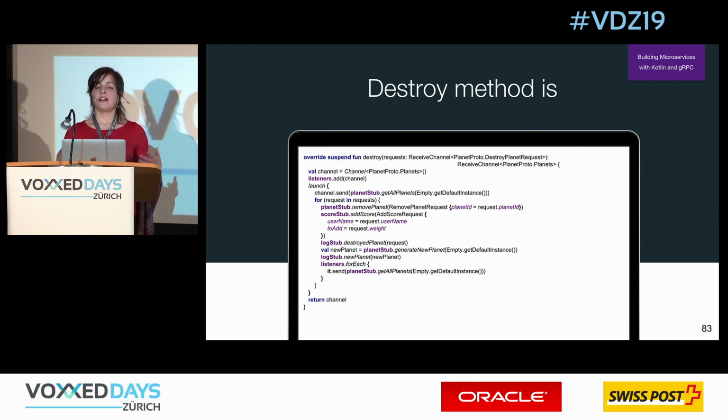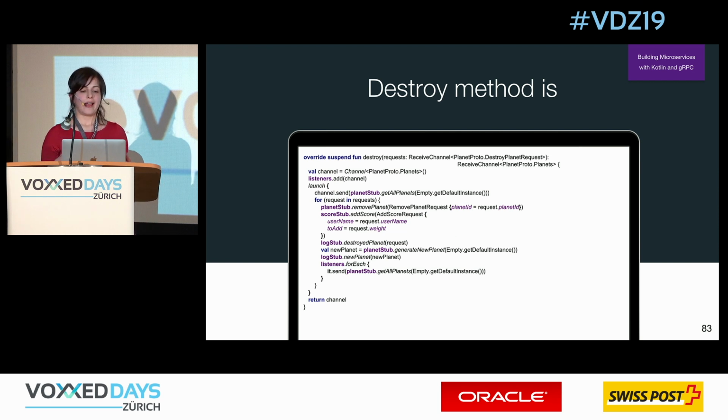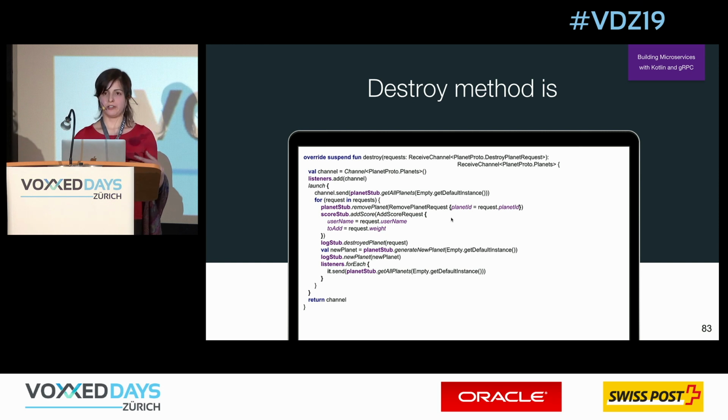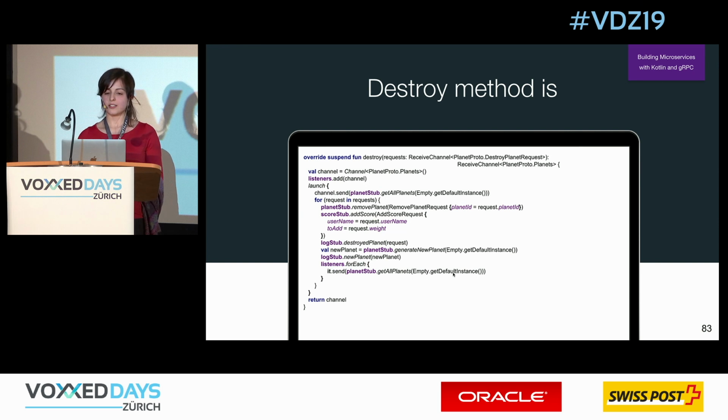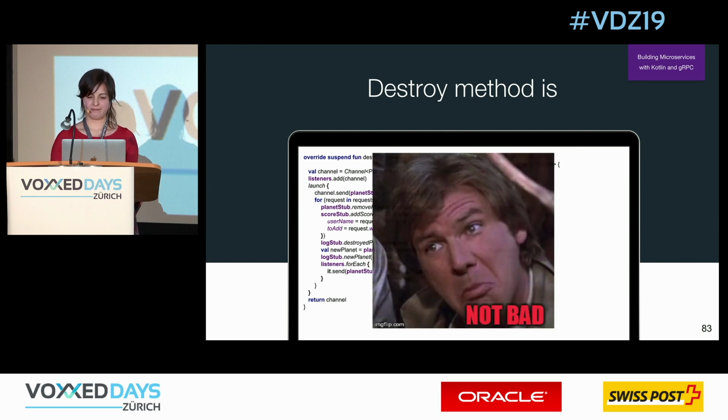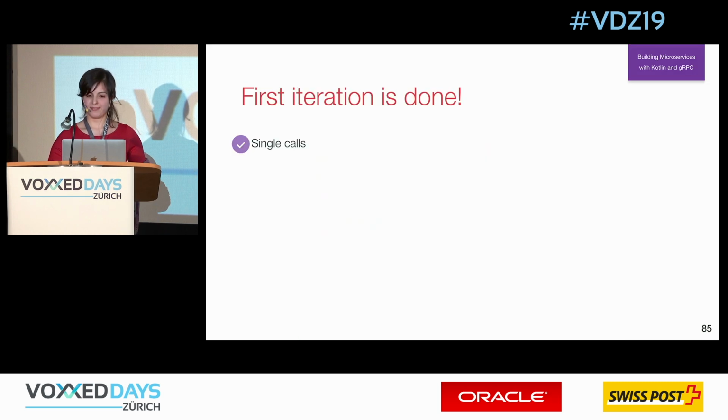What do you see? We have fewer lines of code, and all these lines of code are meaningful. You have no noise. All these lines of code just mean something. For example, you see remove planet, add score, destroy planet, new planet, and notify everyone. So this code, I like it. And actually it's not bad. So the first iteration is done.